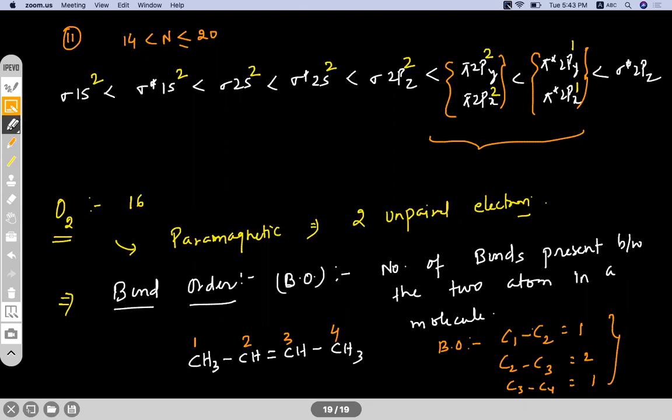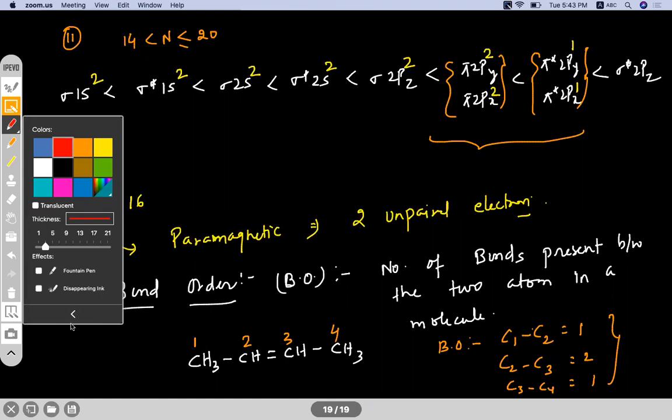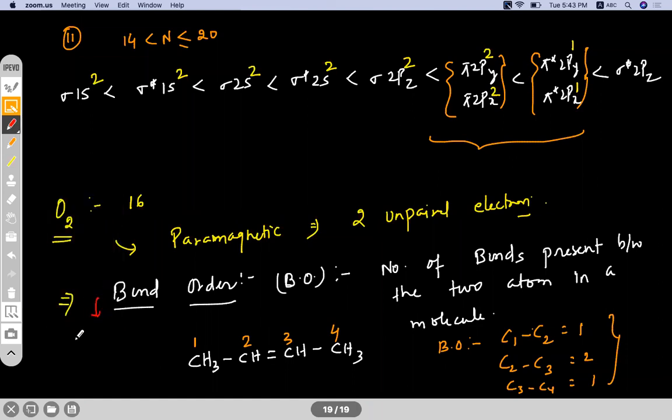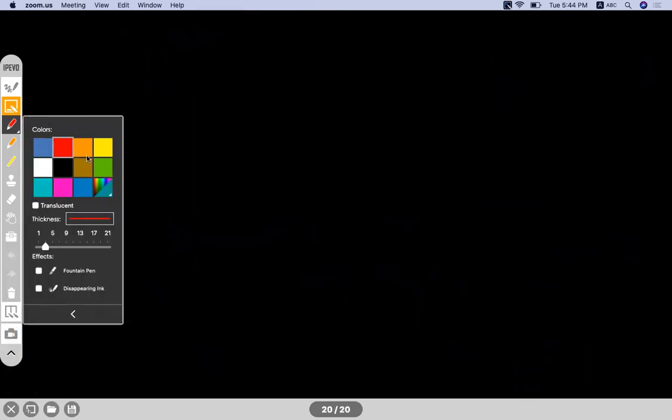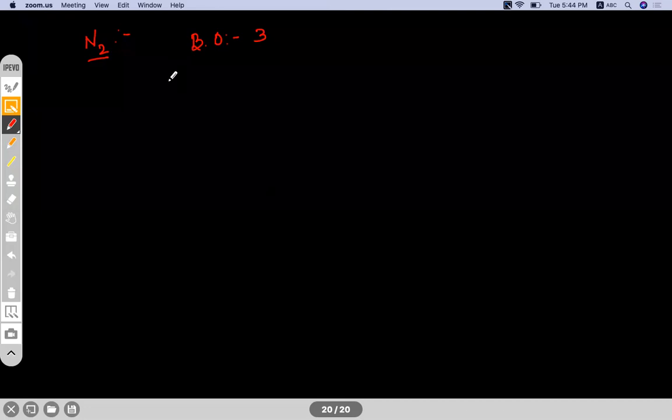I have also told you that this bond order may have a fractional value when resonance is possible, right? What I said, we can find out bond order with respect to molecular orbital theory. Let's see this. What is the bond order of the nitrogen molecule, the N-N bond in the nitrogen molecule? Is it three? Yes, three. Could you cross verify? We can also cross verify this with molecular orbital theory.